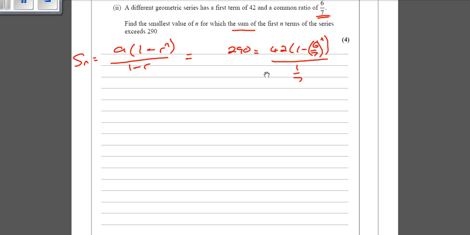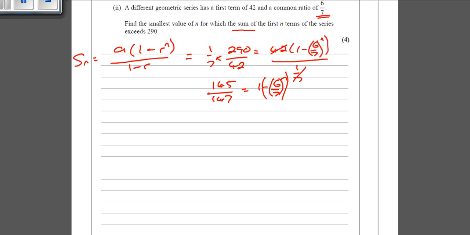So then what we can do is divide both sides by 42, times both sides by 1/7, and then if we do that, we get 145 over 147, and that'll leave us with 1 minus 6/7 to the power of n. So now the thing that we're looking for, the n, is on the right hand side, and that's negative.